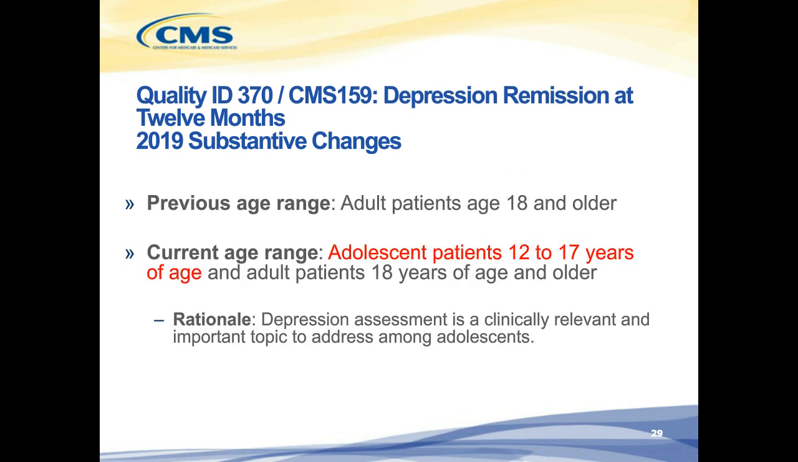Next, we'll look at age range. The previous age range in this measure included adult patients age 18 and older. The current age range now includes adolescent patients 12 to 17 years of age and adult patients 18 years of age and older. And the rationale is because depression assessment is a clinically relevant and important topic to address among adolescents. Now, the change in the age range does not require any value set changes, but is reflected in the logic.